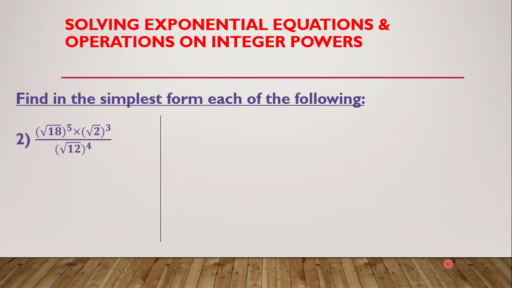The next one, we have root 18 power 5 multiply root 2 power 3 over root 12 power 4. I can simplify root 18. 18 means 9 multiply 2. So root 18 will be 3 root 2, all power 5. Here also 12 is 4 multiply 3. So it will be 2 root 3, also all power 4. So I write the simplest form here. Now I can simplify more.